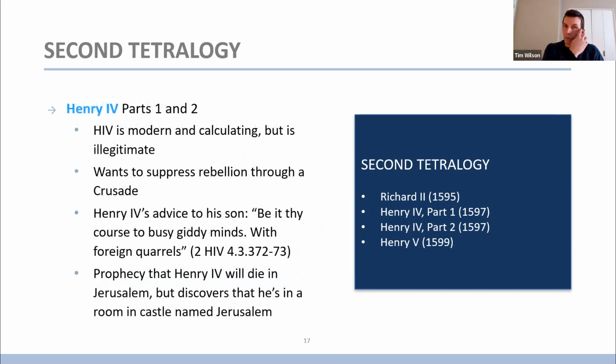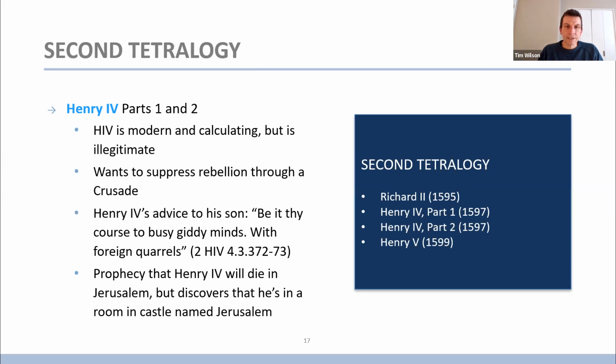In Henry IV, parts 1 and 2, we see Henry IV as this modern calculating ruler, but he is illegitimate. Because he usurped the throne, he's got a number of nobles who are after his throne, saying, well, if anybody can take it, then sure, I'll give it a shot. He wants to suppress rebellion through a crusade. So he keeps wanting to have this holy crusade to Jerusalem that he thinks will expiate him from the sins of having usurped the throne.